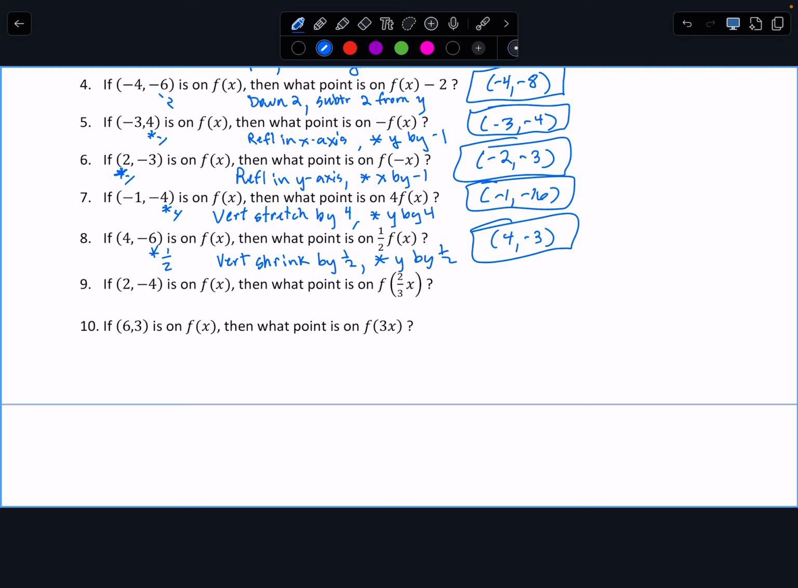And so for the next one, when it's inside, it does opposite of what you think. This is 2/3. You have to flip it. And you have to multiply x by 3/2, and you get a horizontal stretch by 3/2. You multiply x by 3/2. And if I take 2 times 3/2, the 2's can cancel, and you end up at 3, negative 4.